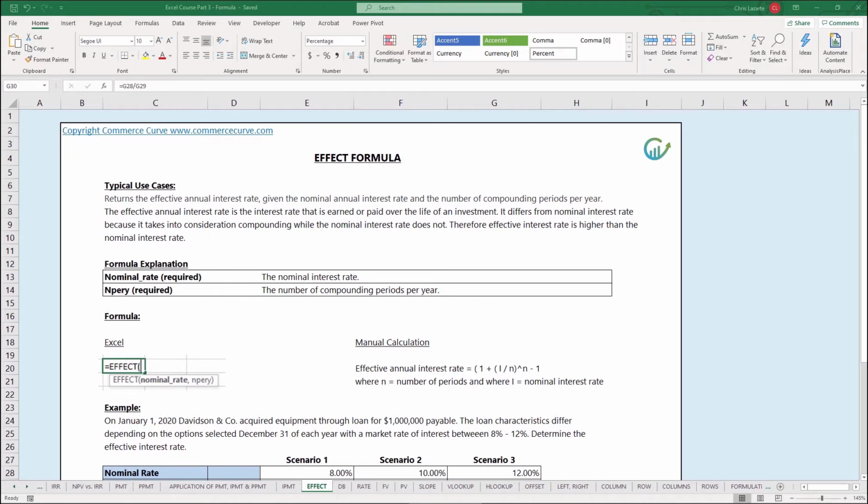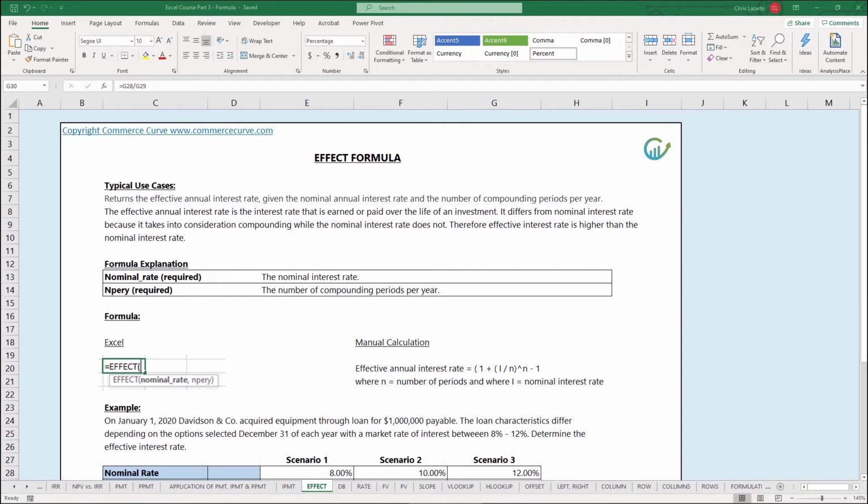Let's take a look at the formula in Microsoft Excel and the formula syntax. As you can see on screen here, the formula is equals EFFECT, and then we put in the nominal rate and Nperiods. The nominal rate is just the interest rate under the loan or the investment. The Nperiods is the number of compounding periods per year. If it's a 12-month investment or 12-month loan, and there's 12 payment periods, then it would be 12 compounding periods.